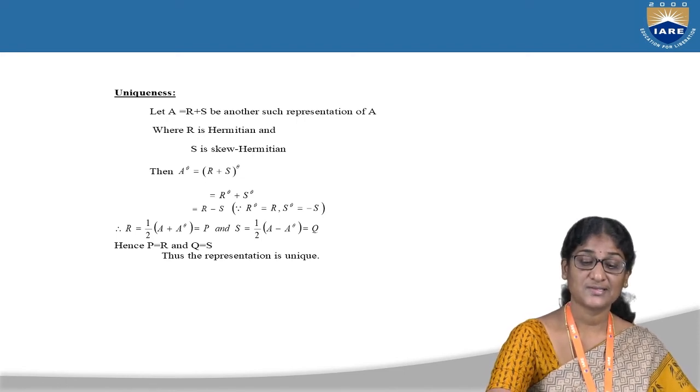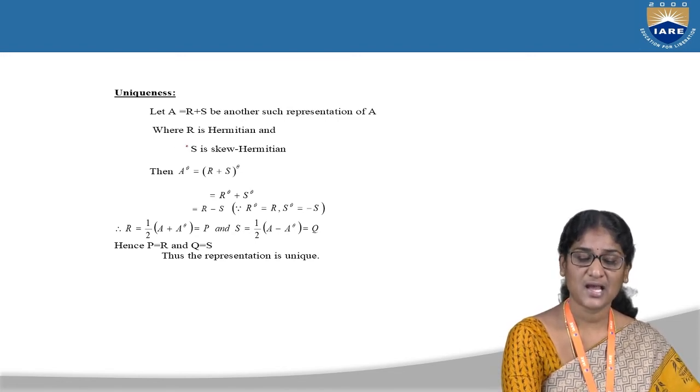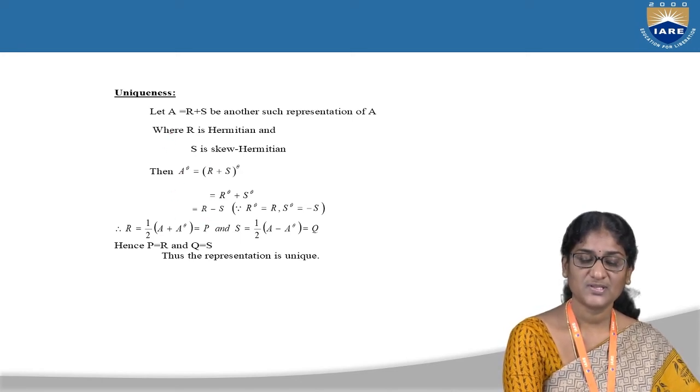Let us suppose that we have another combination like this, that is R and S. Now we need to prove that both the combinations are one and the same. That means let A is equal to R plus S be another such representation of A, where R is Hermitian and S is skew Hermitian.